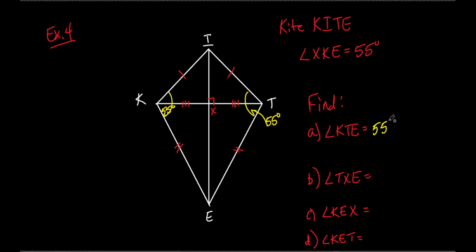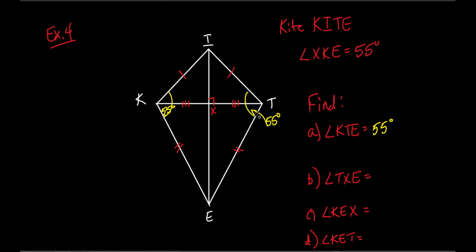You always need to back up your reasons. You could still get the right answer even if you didn't back it up, but in your head, you should be able to say why they are equal to each other. And that's why, because these are congruent triangles. Those are corresponding parts of congruent triangles. And that's why that's 55. All right, let's keep going.